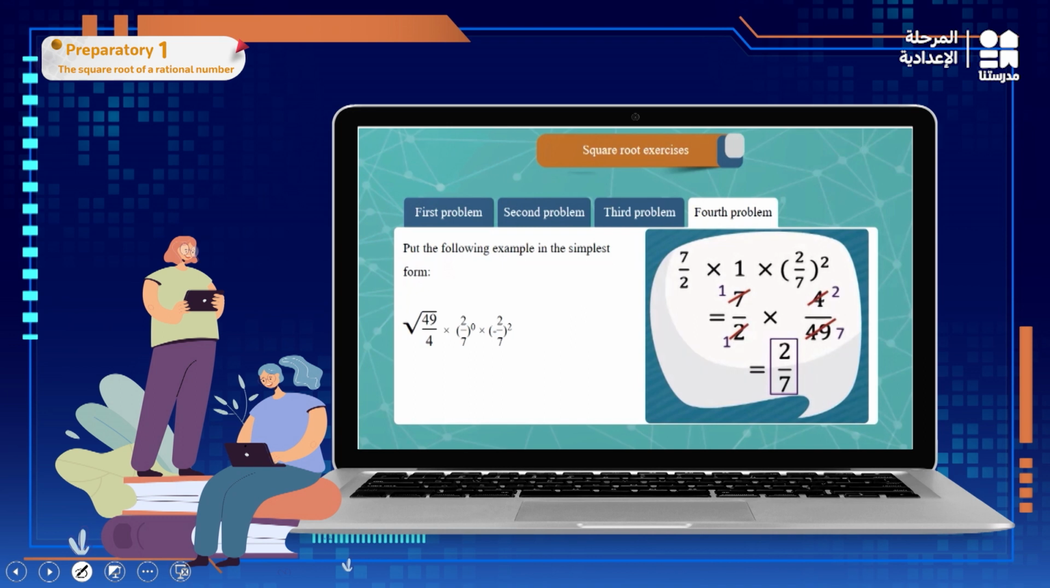Yes, from those examples, Omar was able to solve any example on the square root, and he received the Gold Cup prize. Now let's take more problems to solve on the whiteboard.